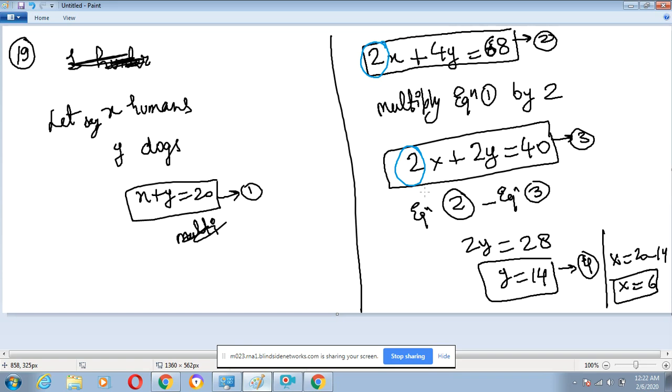Okay, and then after 2x plus 2y equals 40, what did you do? I subtracted equation 2 minus equation 3. 2x will get cancelled out. 4y minus 2y will be 2y. 68 minus 40 will be 28.